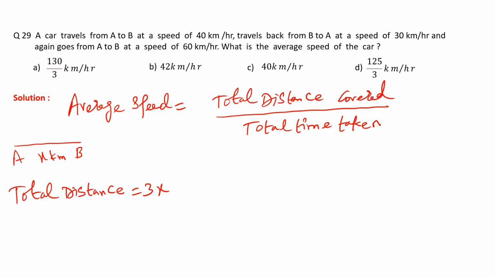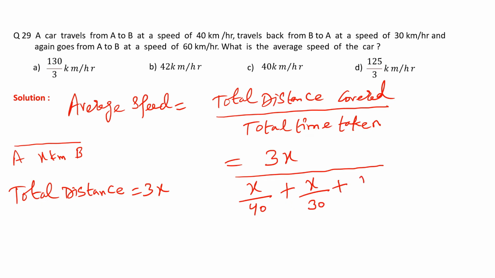Now, according to the formula, it will become 3x divided upon the time taken during the first journey, that is from A to B. It is going to be x divided upon 40 because time is nothing but distance upon speed. Then time taken during the second journey B to A, it will become x upon 30. And lastly, it is going to become x upon 60. So now just do the calculations and you will get the answer.